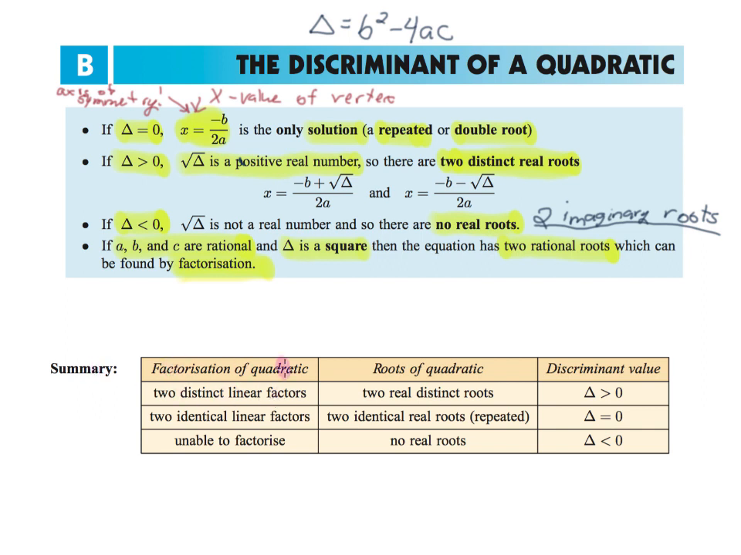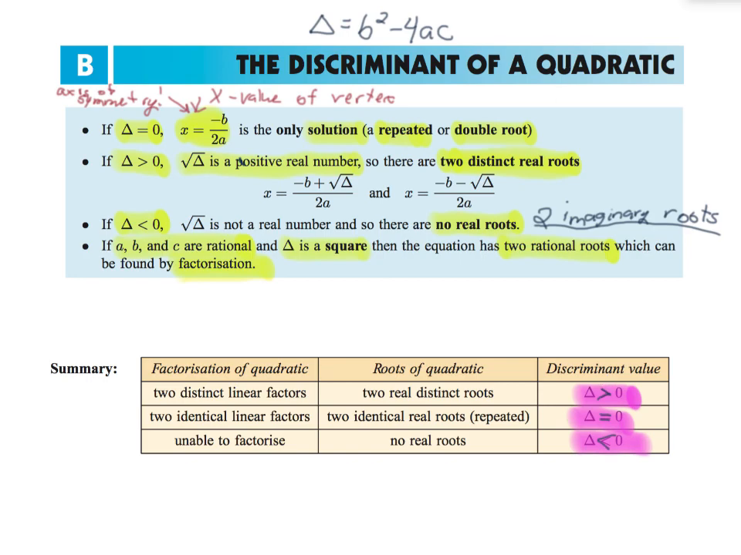Here's another way to look at it. Factorizing of quadratics. Two distinct linear roots: we have two real distinct roots, and the discriminant is greater than 0. Two identical linear factors, a repeated root: the discriminant is equal to 0. And no real roots, or two complex solutions: the discriminant is less than 0.